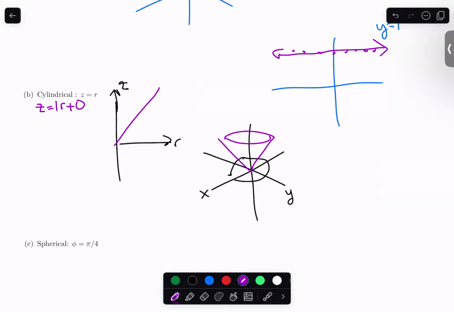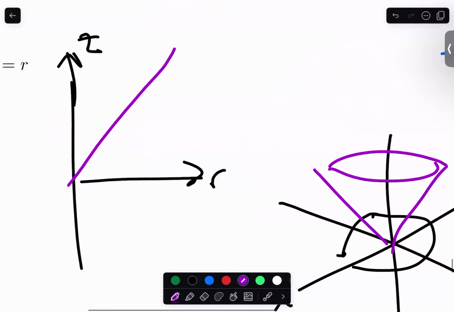Yes, question. Z can be negative. So there's a negative z-axis as well down here. The half plane is only restricting r to be positive. But z could certainly be negative. Sorry, one more time. If r is only positive and z is equal to r, then in this particular case, z is positive. But in general, it wouldn't be.